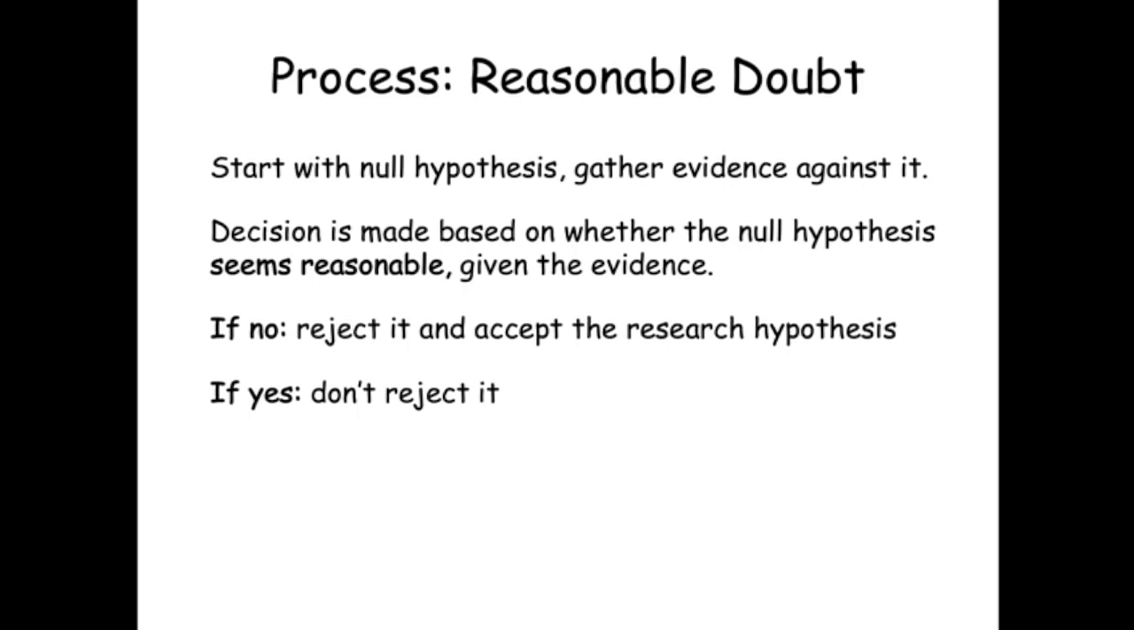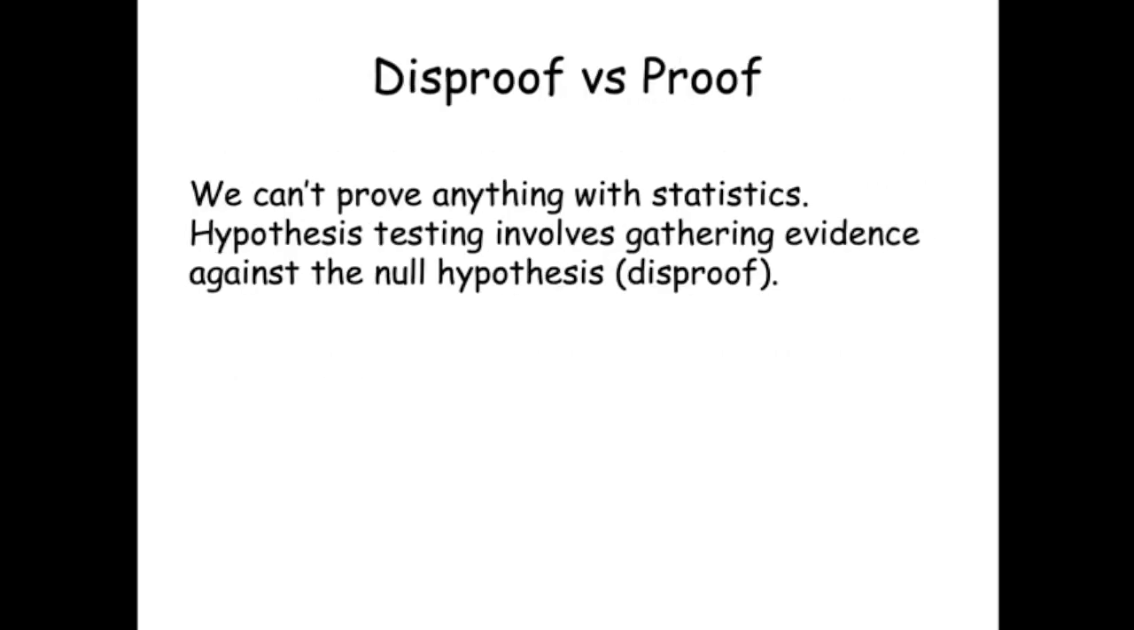Hypothesis testing uses a reasonable doubt standard. Researchers start with the assumption that the null hypothesis is true, but are usually looking to reject it. If the null hypothesis does not seem reasonable based on the evidence collected in the study, then it is rejected, and the research hypothesis is considered more reasonable. If the null hypothesis seems to be reasonable based on the evidence, then it is not rejected. We can't prove anything with statistics. The process of hypothesis testing is based on disproof, not proof.